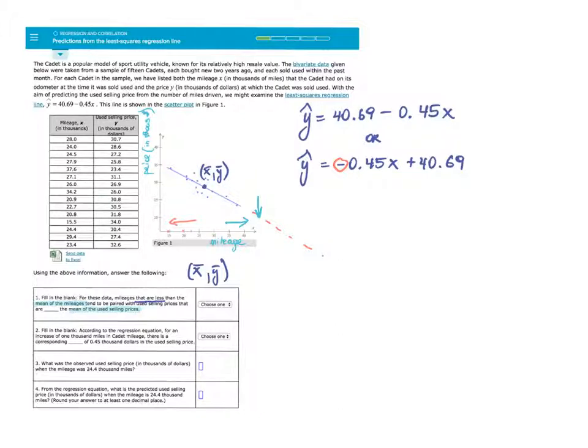Slope is like I'm going down the hill. All right, that tells me that my answer will be the following. For these data, mileages that are less than the mean of the mileages, or my X values are smaller, they tend to be paired with Y values that are higher. So I'm going to say greater than for this one.